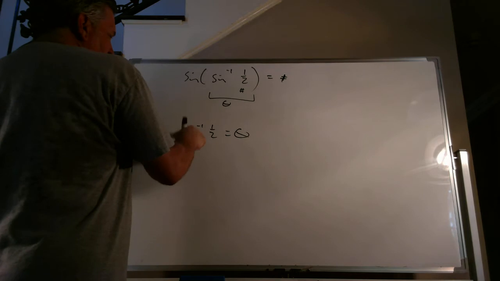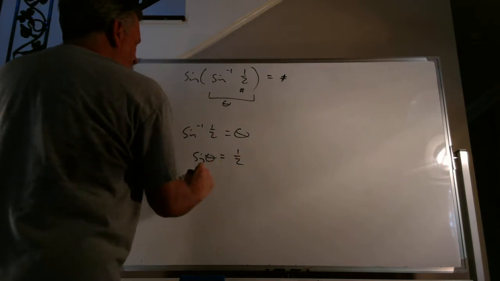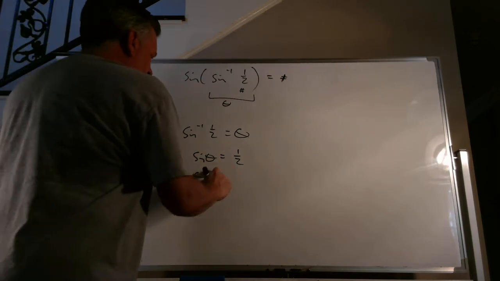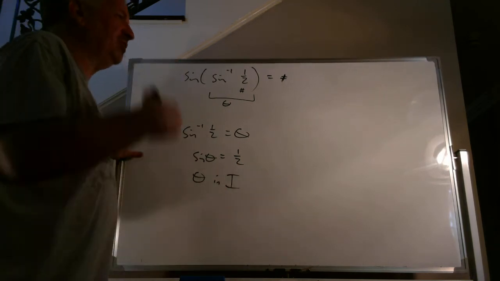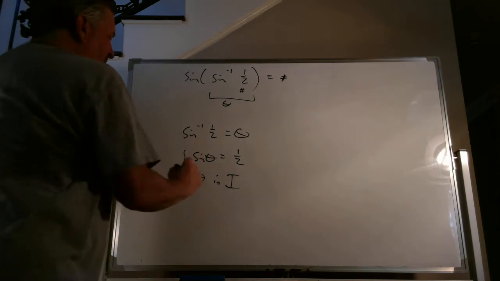Well, let's write our two facts. Sine inverse of a number is an angle. Sine of the angle is the number. And in which quadrant is theta? Well, you're taking sine inverse of a positive number, so you're in the first quadrant. When you take any inverse trig function of a positive number, you're going to be in the first quadrant. So there's my two facts. Let's draw a picture.